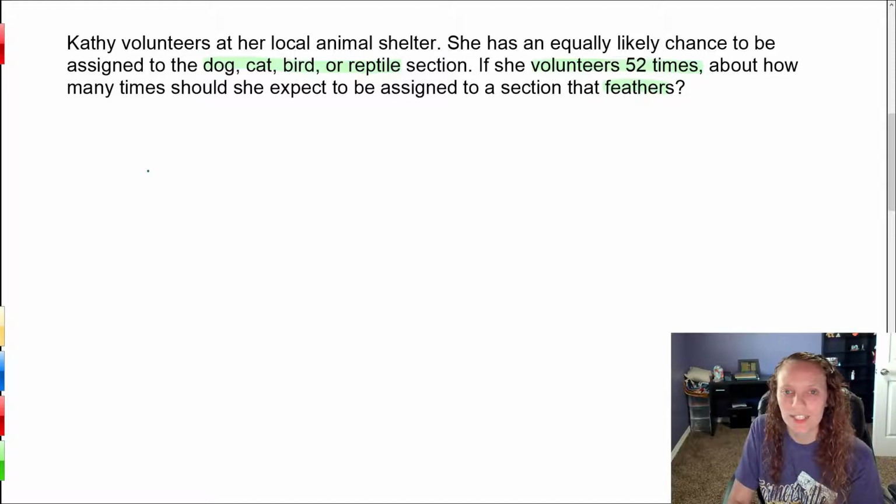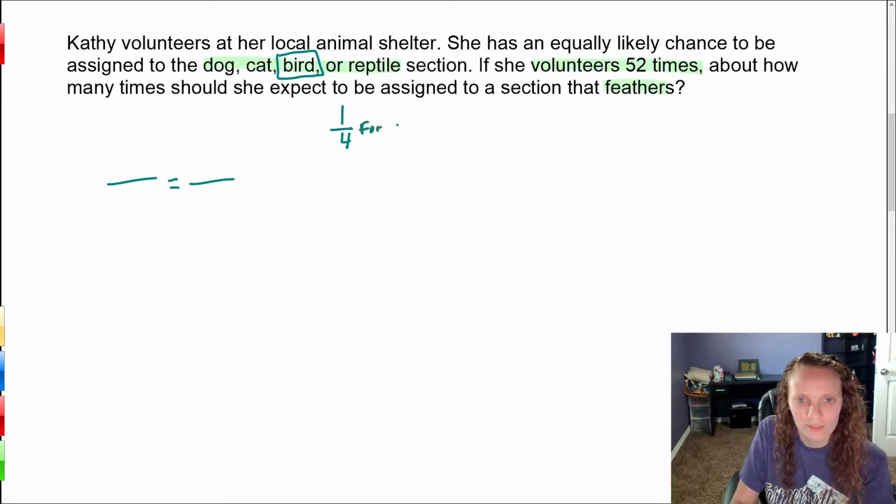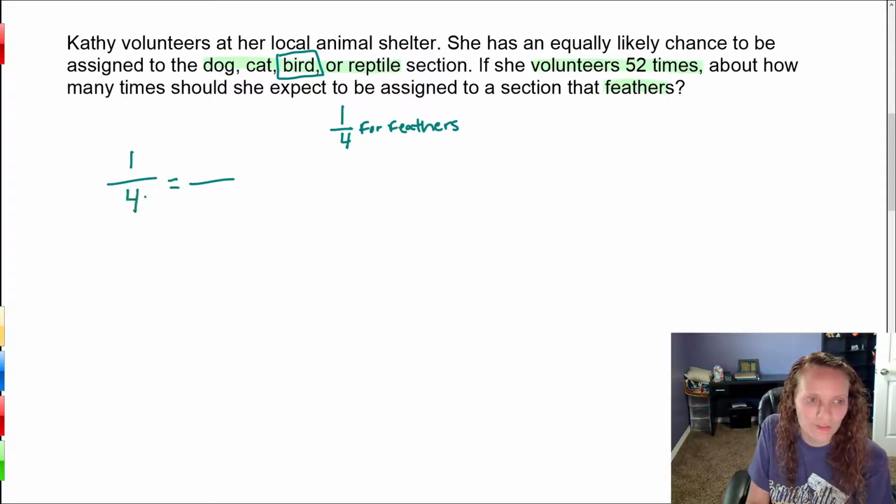Alright, so again, we're predicting. It's asking about how many times would she be assigned. So here again, we're setting up a proportion, two fractions that are equal to each other. And we're talking about a section that has feathers. Well, out of dogs, cats, birds, or reptiles, the main one here that has feathers would be birds. And so that's one section out of 4 total sections. So we're going to put this 1/4 into the first fraction.